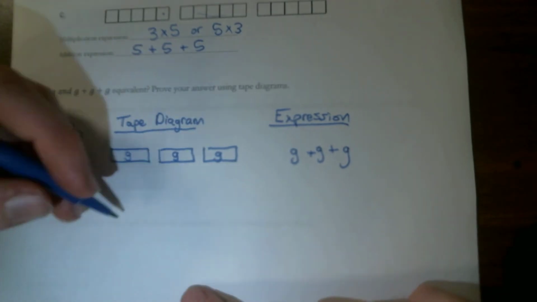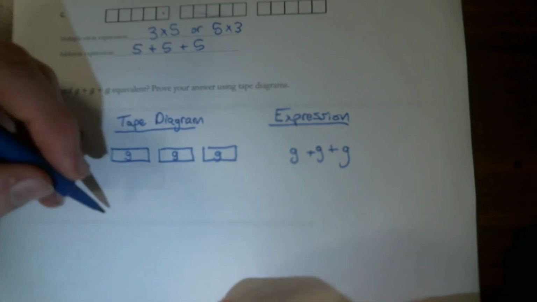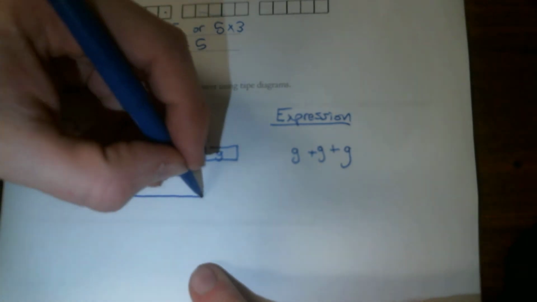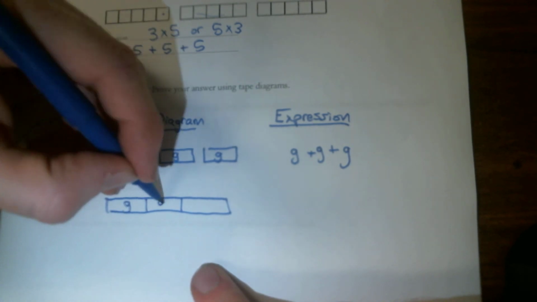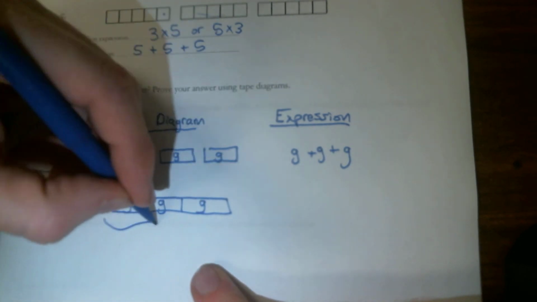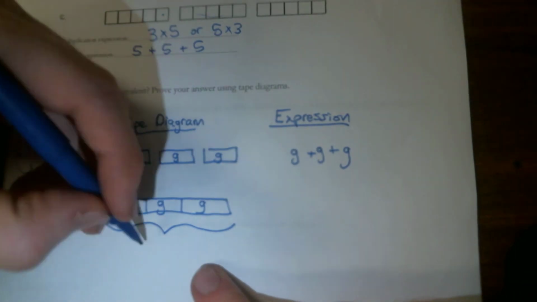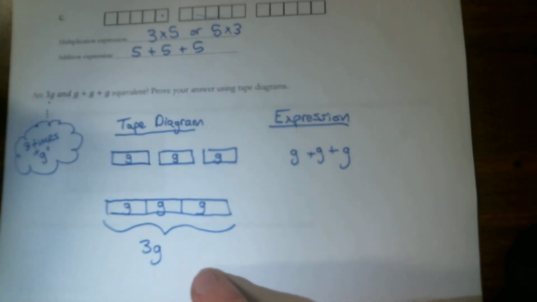But what does it also show us? Well, let's actually put all these together and call it what it is. We also say that this represents G, G, and G. All of that is equal to 3G. So this is worth 3G.